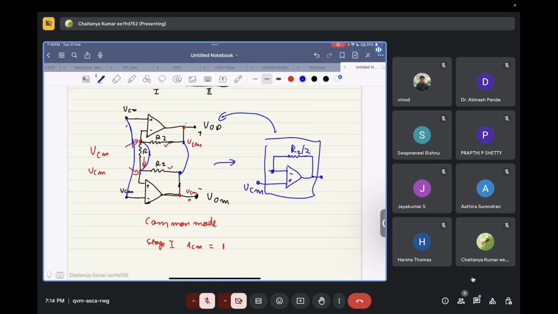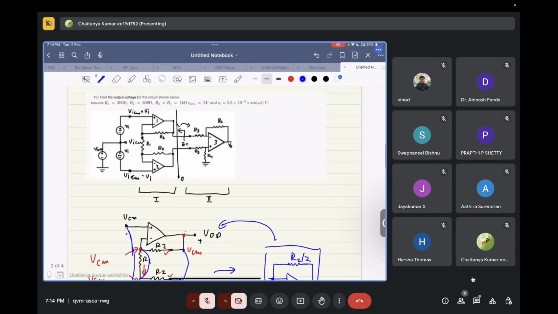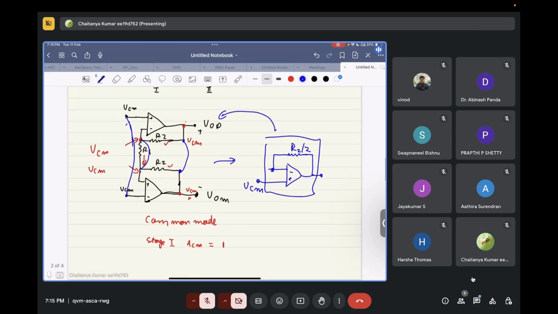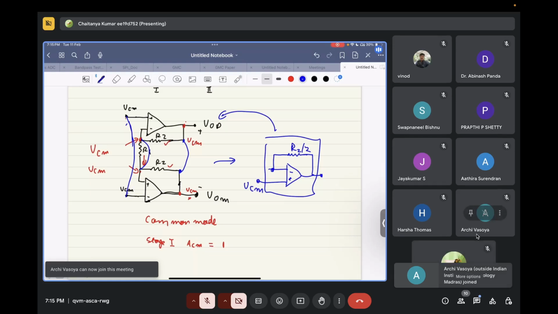This can only be done in symmetrical circuits. As far as stage 2 is concerned, this can't be done because this is not symmetric across the input. So here this thing can't be done. But since stage 1 is completely symmetrical, this can be done. Is it clear? Yes, sir. Okay, so basically the common mode gain comes out to be 1 in this case.